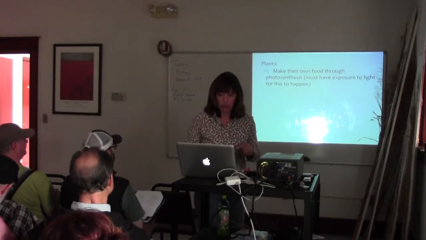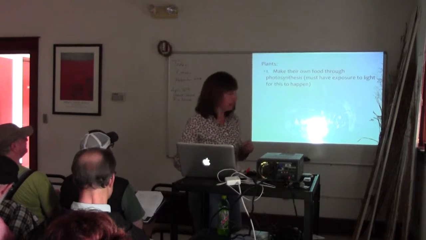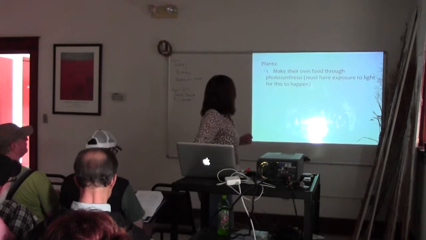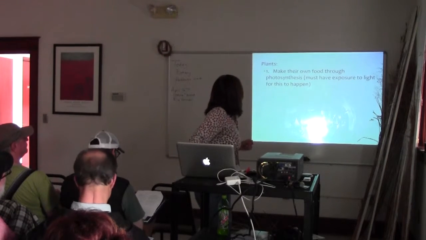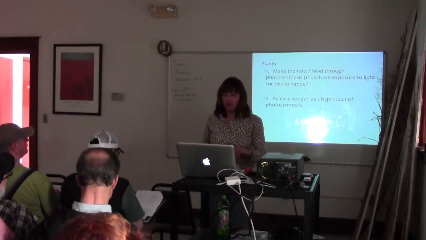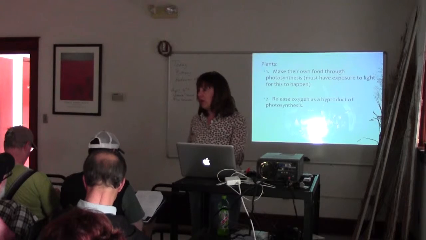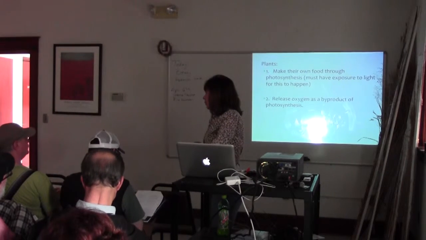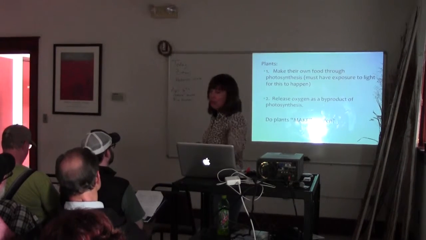Okay, so plants make their own food through photosynthesis. They have to have exposure to light. They release oxygen as a byproduct of photosynthesis. And notice that the terminology is very specific. They release oxygen. Do plants make oxygen? No, you cannot make an element.